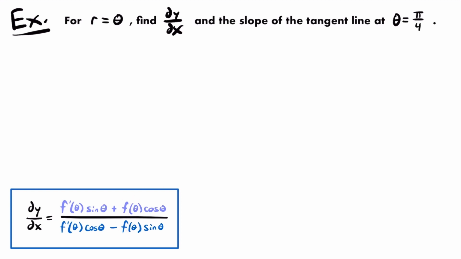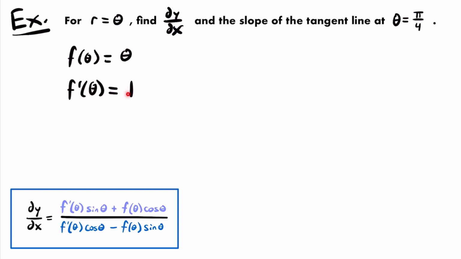Now f of theta is just our function in terms of theta that r is equal to in our polar equation. In this case, that's just theta. So we'll have f of theta equals theta. And then f prime of theta in this formula is just the derivative of f of theta. So f prime of theta will be equal to the derivative of theta with respect to theta, and the derivative of theta to the first power is just its coefficient, which is 1. We have 1 theta, so the derivative is 1. Now we have f of theta and f prime of theta.